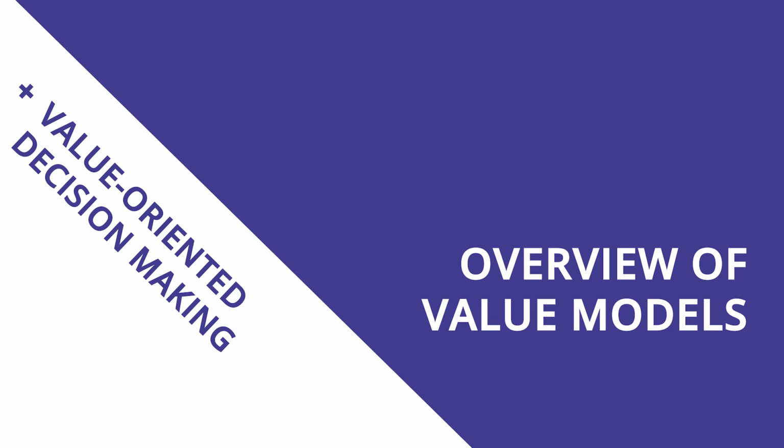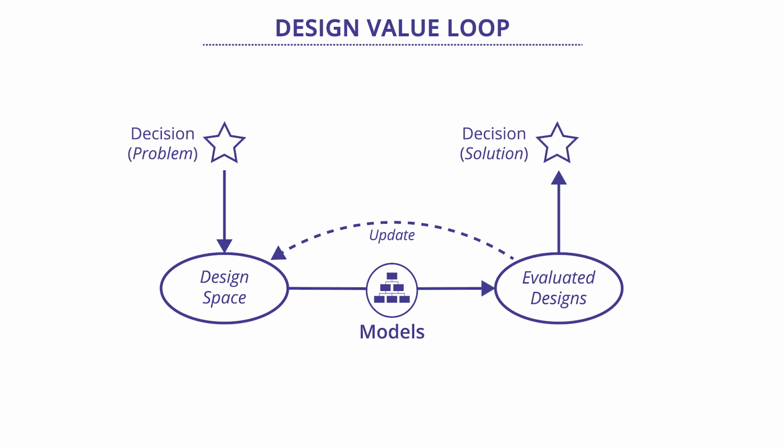In this segment, we're going to talk about value models. First, let's take a step back and consider a perspective called the design value loop perspective. In this one, we're going to start off by using our values to define our problem, propose our different alternatives, which then defines our design space, and then we need to evaluate this design space in order to come up with a possible solution.